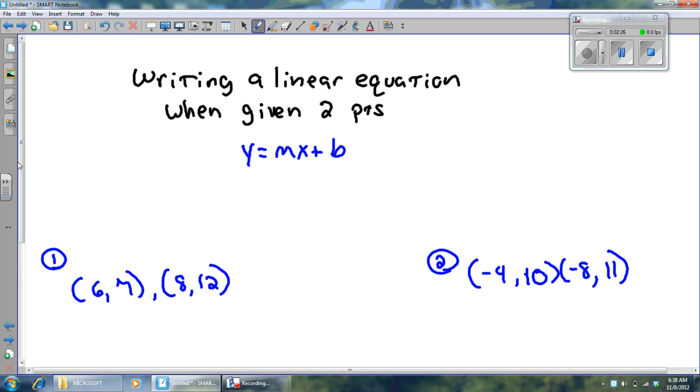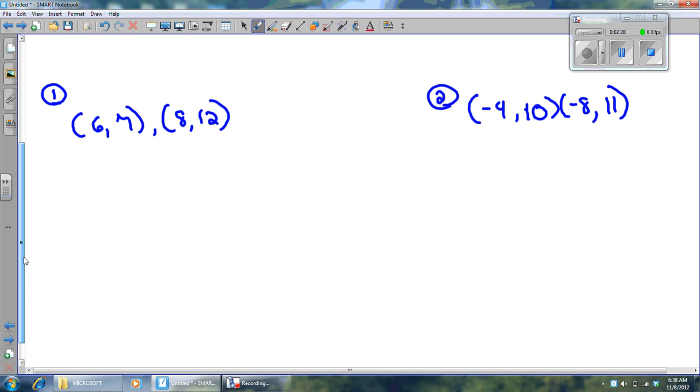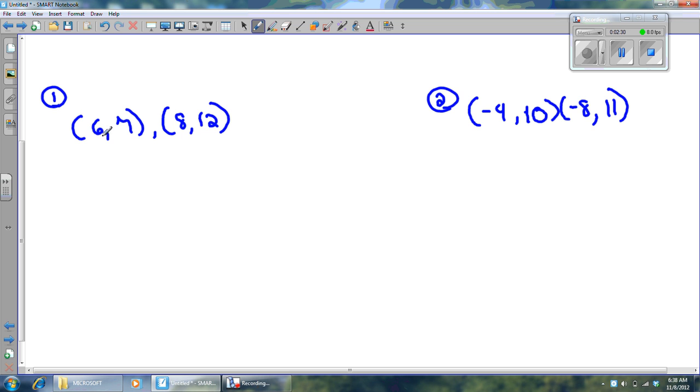All right, I want to find the equation of the line that passes through the points (6, 7) and (8, 12). Well, I know I'm going to be working from the equation y equals mx plus b. So I am going to find my slope. I'm going to do 12 minus 7 over 8 minus 6, and it looks like I'm going to get 5 over 2. All right, I'm going to pick one of these points.